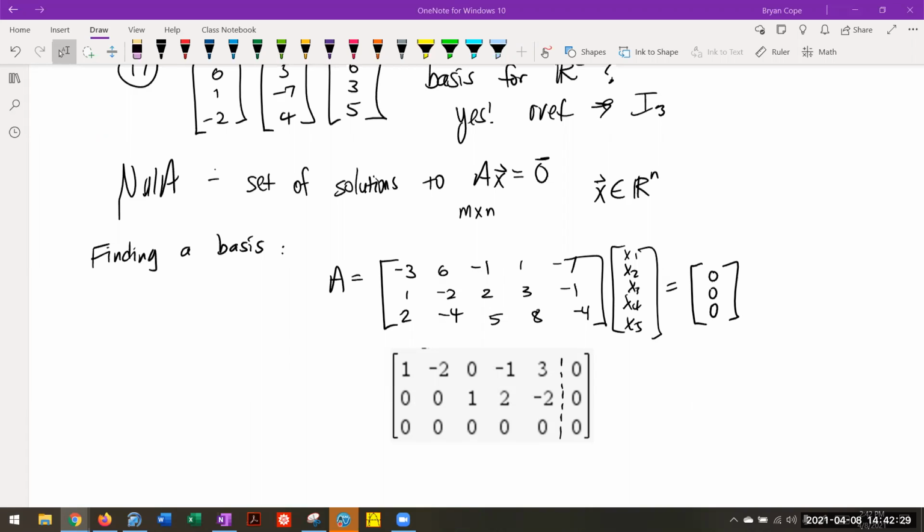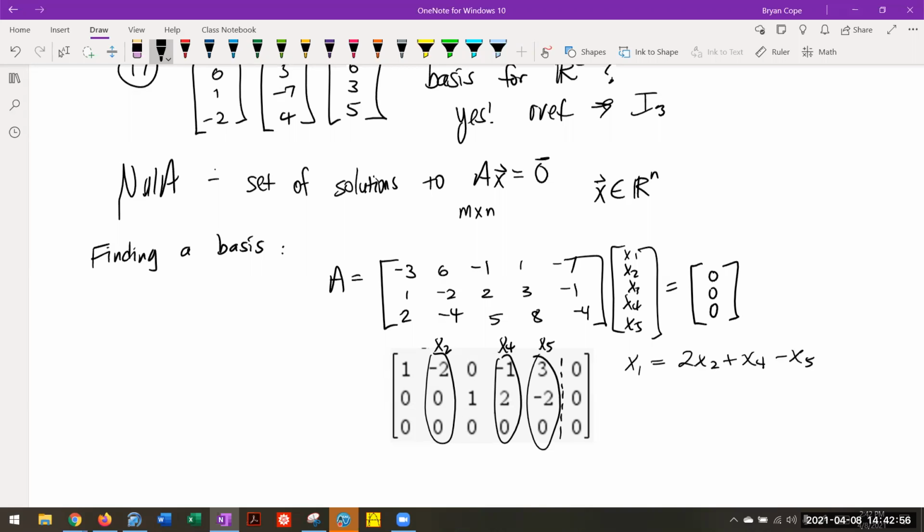Okay, so let's write the solution. Ready? I was a little upset that when I gave the verbal exam, some people didn't know how to do this. So can we make sure we're solid on this? The free variables here are x2 and x4 and x5, which means that all of the other variables can be written in terms of those. So x1 is 2x2 plus x4 minus x5.